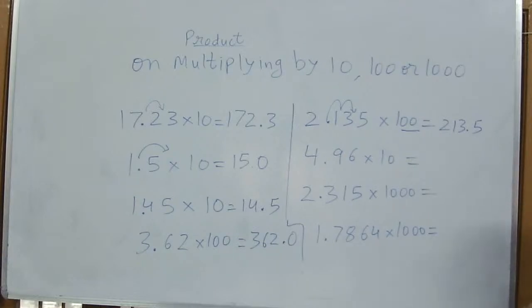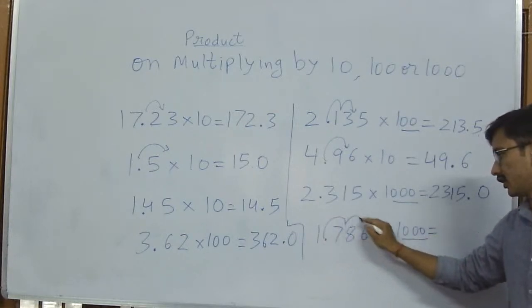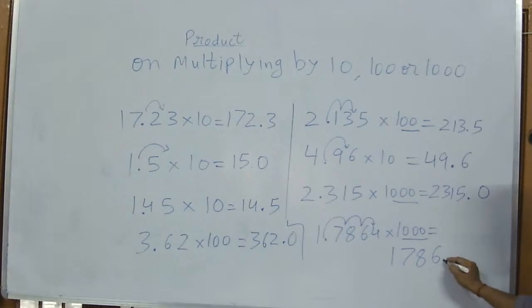Okay, now 10. So one place jump करते हैं. Now 30, so 3 places: 2315.0. There are 3 places: 1, 2, 3. 1786.4 will be the answer. 1786.4. ऐसा क्यों हो रहा है?